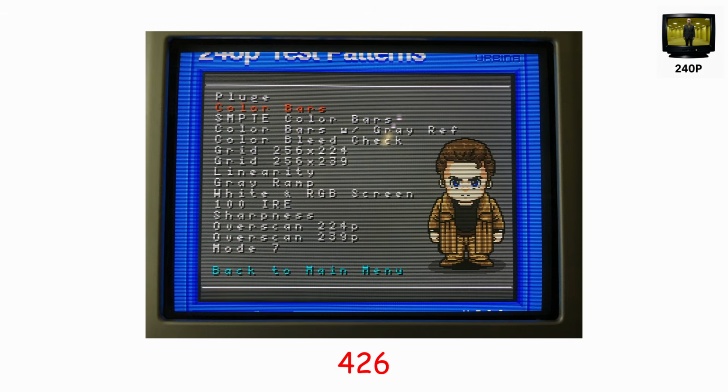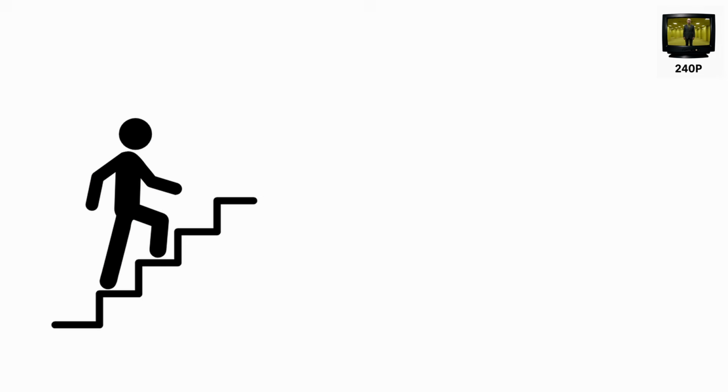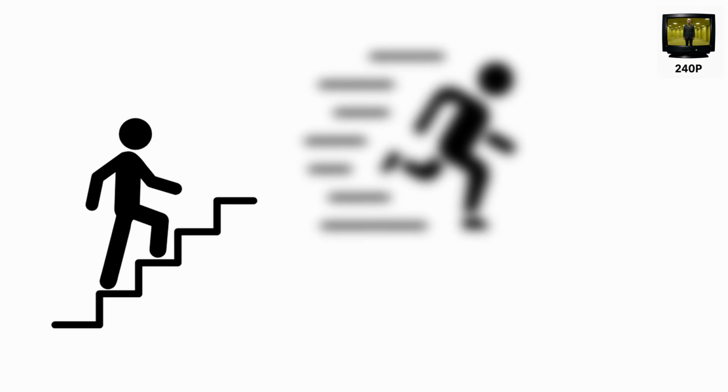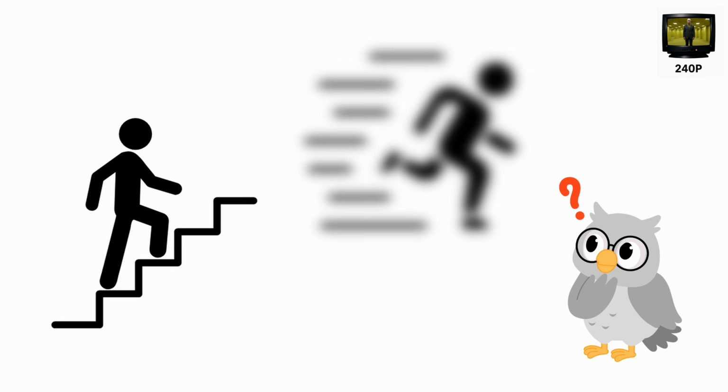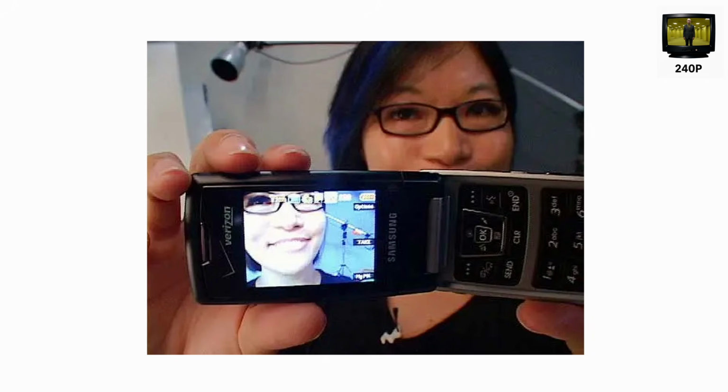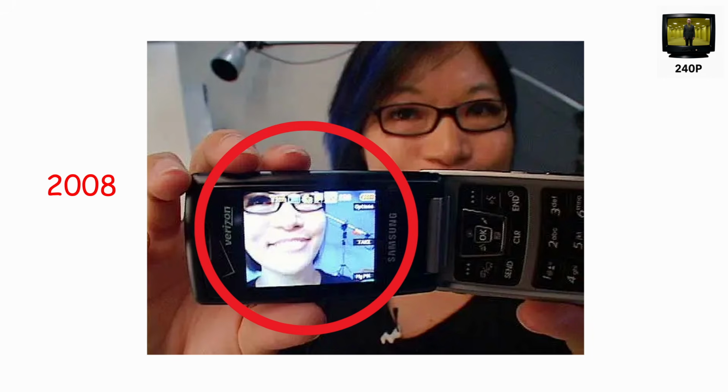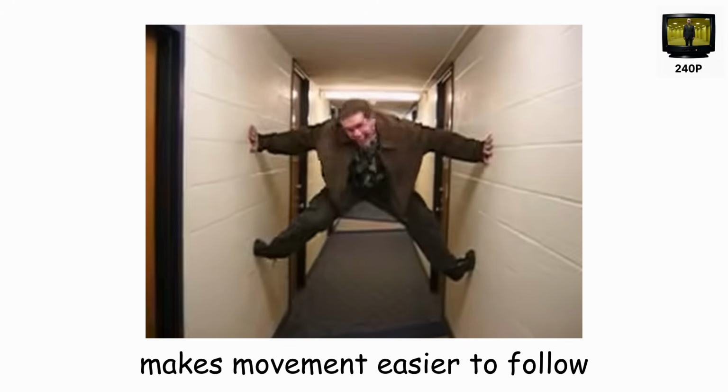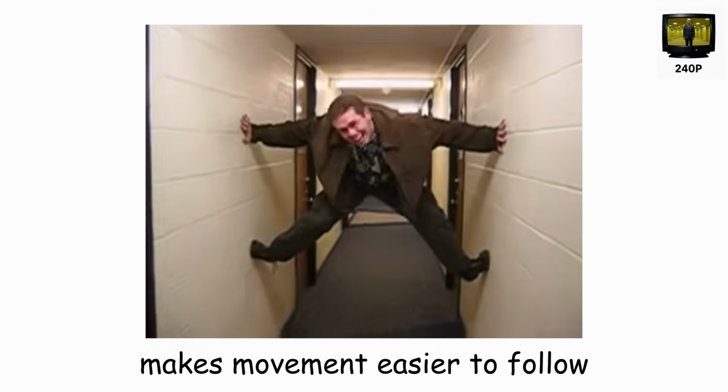240p, 426 by 240. One rung up and the murk lifts just enough to follow the action instead of guessing at it. This is roughly what a camera phone captured in 2008 and sent you over a grainy text. Faces get edges. You can finally tell what's sitting behind them. That extra room also makes movement easier to follow during brighter scenes today.